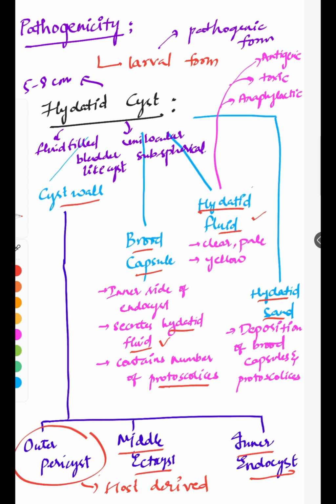Here we'll describe the nature of the hydatid fluid first, and next we will talk about the functions of the hydatid fluid. So how is the hydatid fluid? It is clear, pale, and yellow. And it is antigenic, toxic, and anaphylactic. So 2 A's and 1 T. Next about the hydatid sand. How is hydatid sand formed? It is the deposition of brood capsules and the protoscolices. This is about the hydatid cyst.